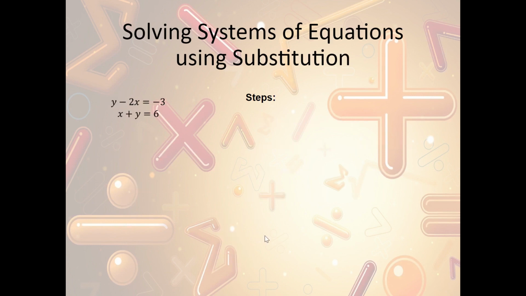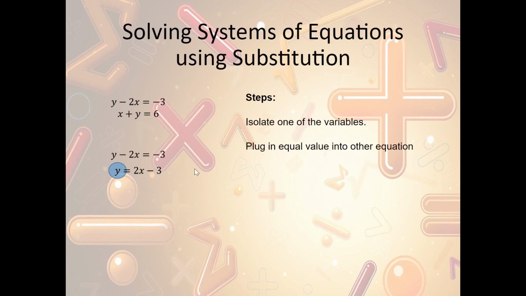Now what happens if the variable is not already isolated? That's our goal, to get one of the variables isolated. If they're not isolated, we can take one of the equations and move everything away from one of the variables, and that will isolate it. So in this case, I'm going to take the equation y minus 2x is equal to negative 3, and I'm going to isolate y. In order to do that, I'm going to add 2x to both sides, and I end up with y equals 2x minus 3. Now it's isolated. Now I can plug it into the other equation.